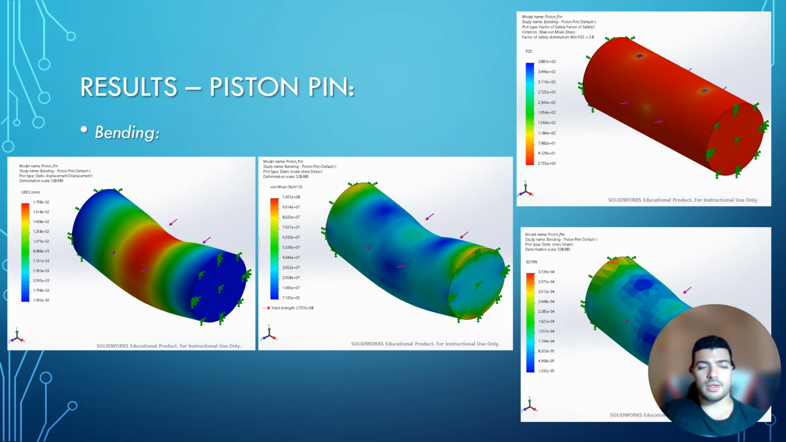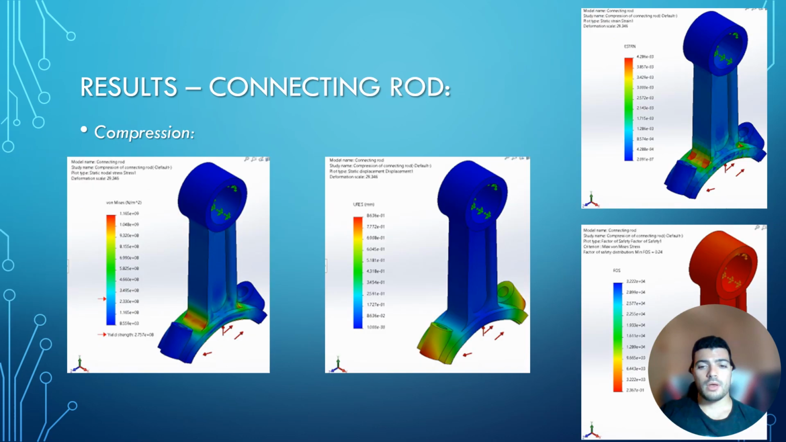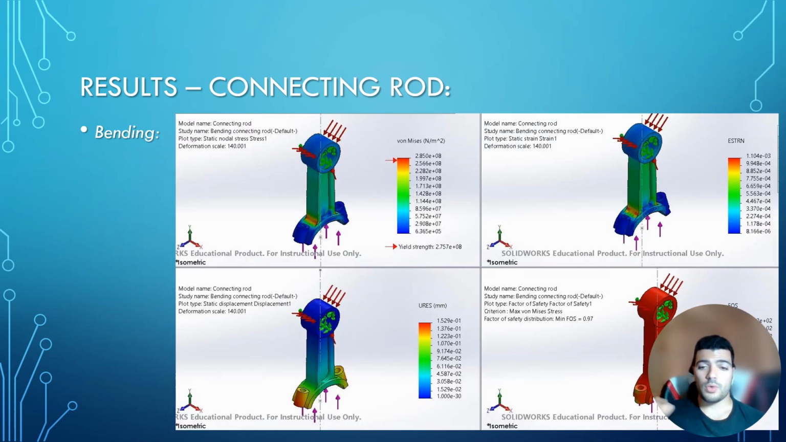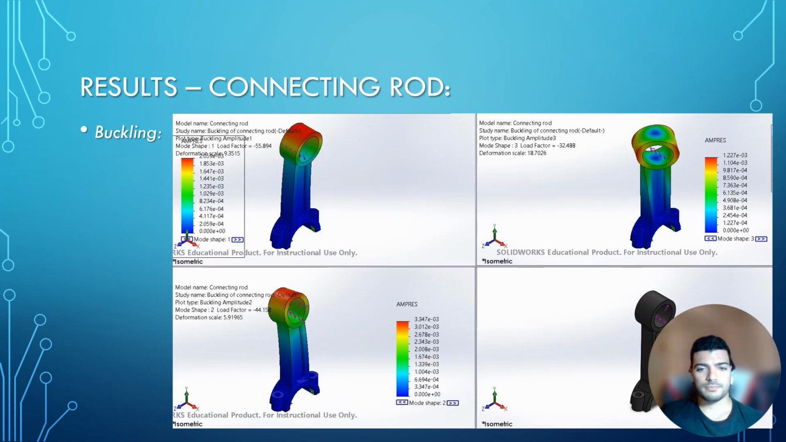Here you can see the bending study of the piston pin. Here we have the compression study of the connecting rod. We continue with the bending study for the connecting rod here. Here we have the buckling study for the connecting rod.